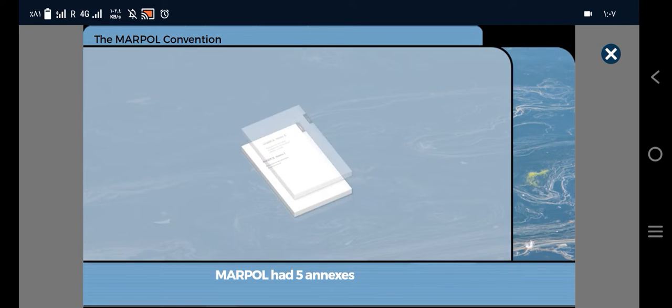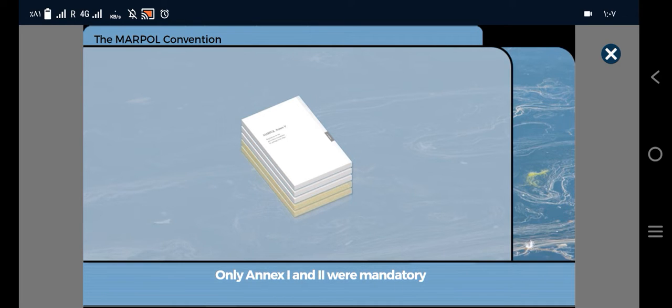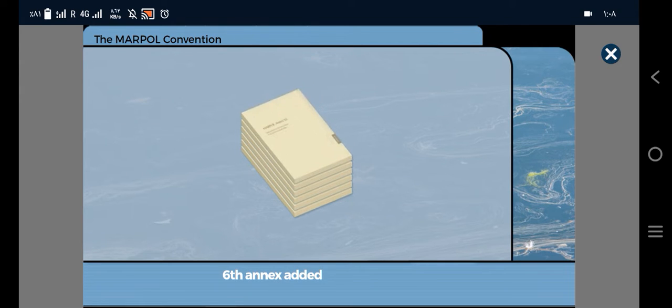When MARPOL was introduced, it had 5 annexes, each covering one source of pollution. Only Annexes 1 and 2 were mandatory. Growing worldwide recognition of the problems caused by the other types of pollution has gradually led to the voluntary annexes becoming mandatory, and a 6th annex being added.